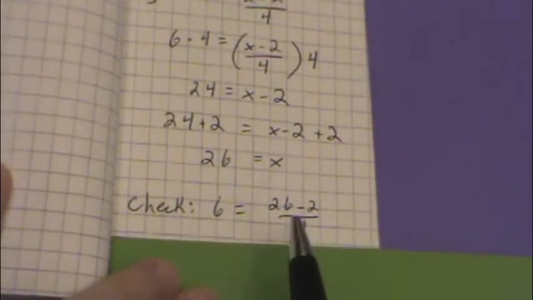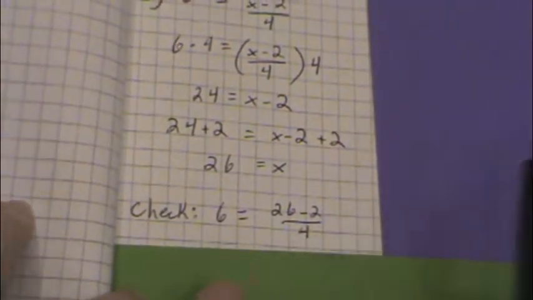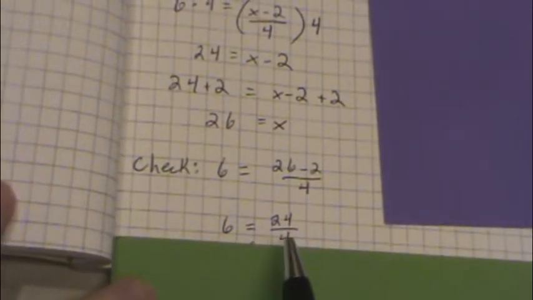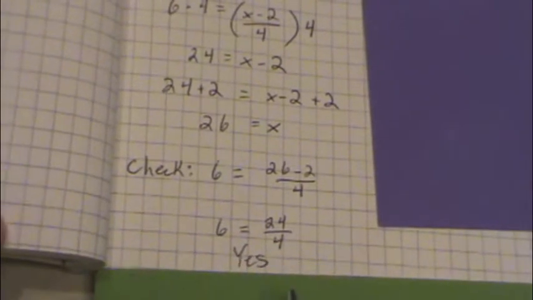Now check it. Does 6 equal 26 minus 2 over 4? Or in other words, does 6 equal 24 fourths? It absolutely does.